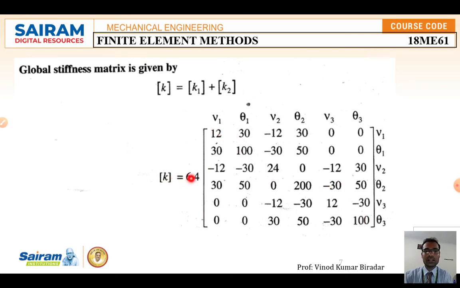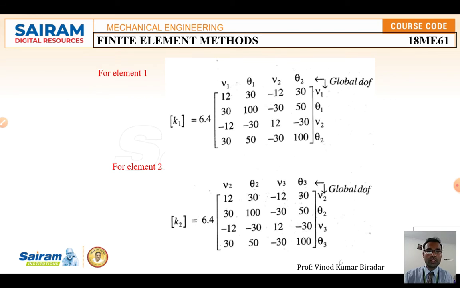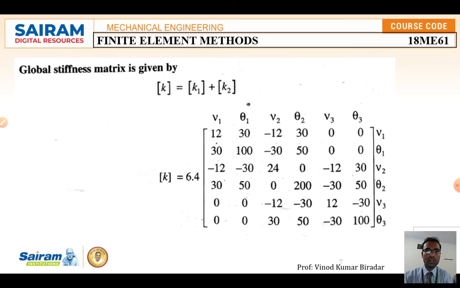So K is equal to 6.4 common. I already told you how to calculate this. Look at this 12: how to write the 12 depends on the node number position for this element. Look at the first row, first column: V1 is there in both the matrices, so check V1 in both matrices. Here it is 12, and in the other there is no V1, so 12 plus 0 is equal to 12. Like that you have to calculate and form this global stiffness matrix.